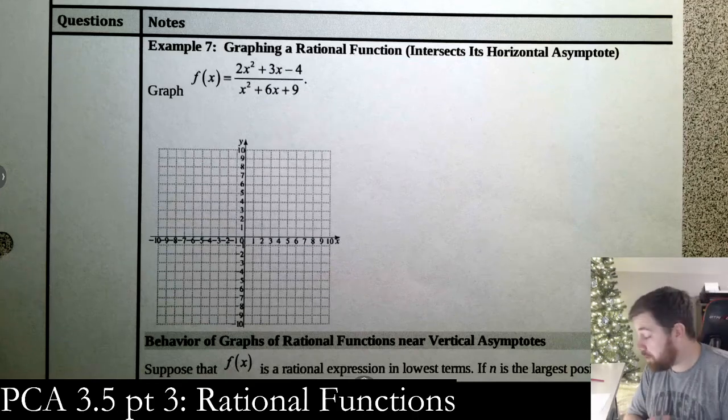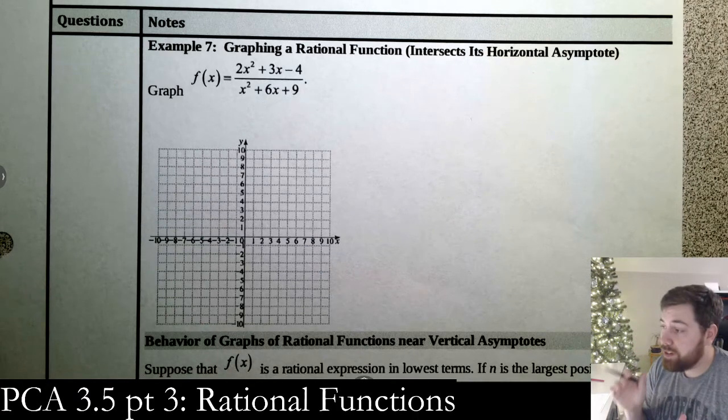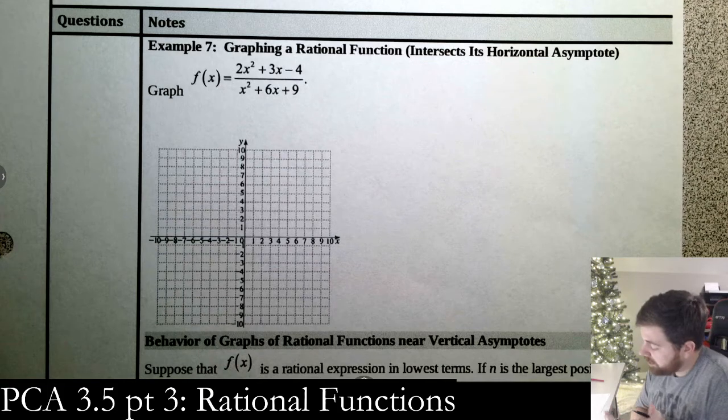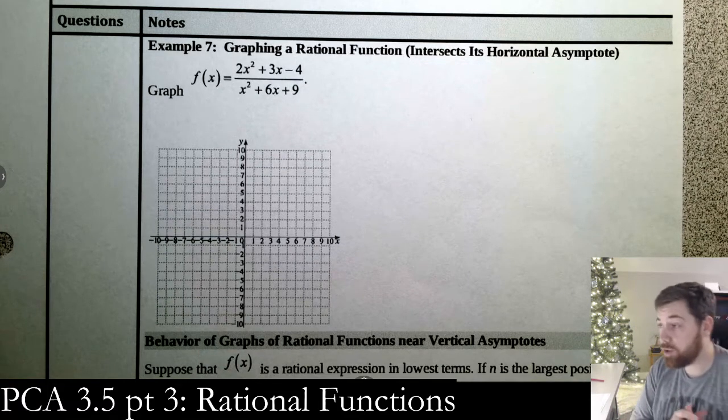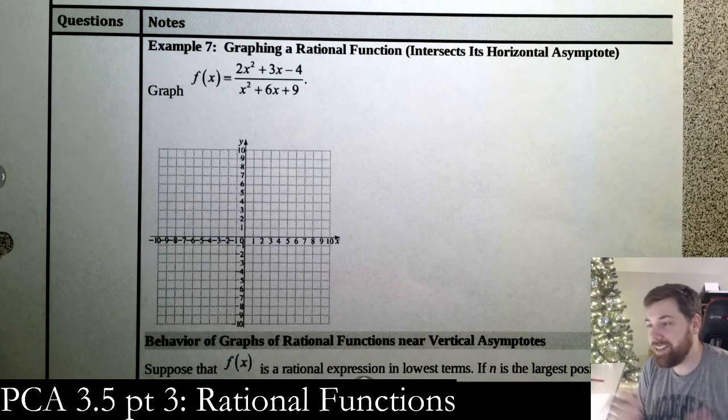Alright, welcome back to 3.5. We're on the last video for rational functions. We're going to start off with the rational function that intersects its horizontal asymptote. We ended with one that does not intersect it.